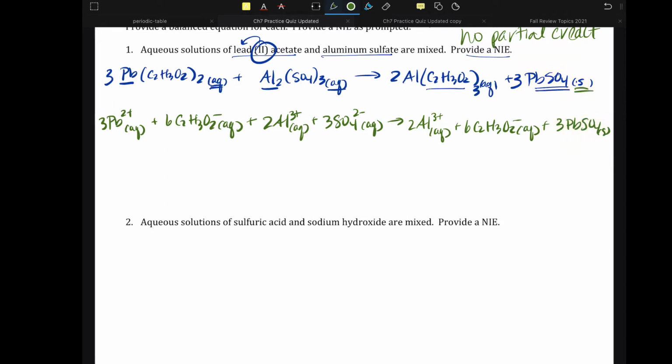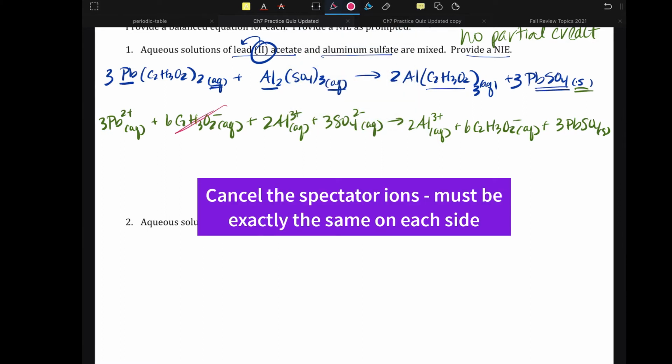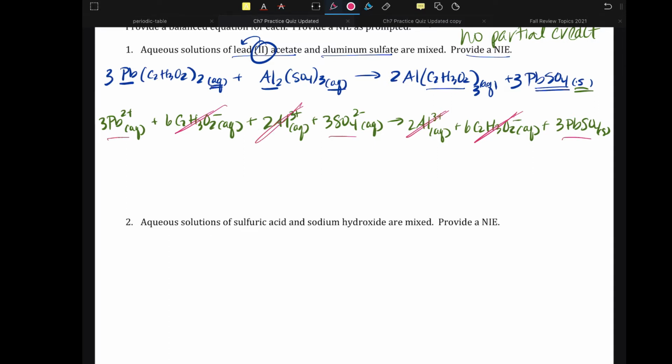Then we'll go through and cancel out the things that are exactly the same on both sides, right? We've got these 6 acetates, my aluminums, and everything else becomes my net, right? So my net is going to say that I have 3 Pb2+ aqueous plus 3 SO4 2- aqueous is going to give us 3 PbSO4 solid. Note here, right, that it is reducible, right?